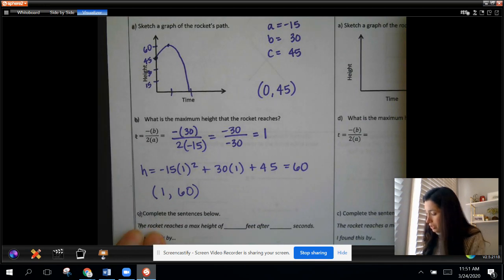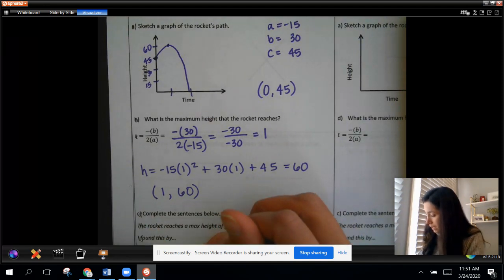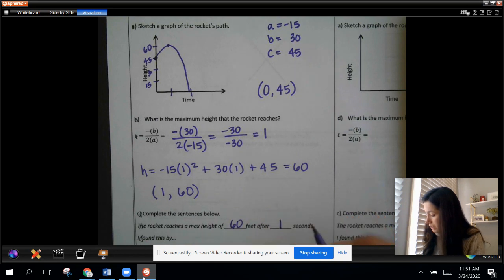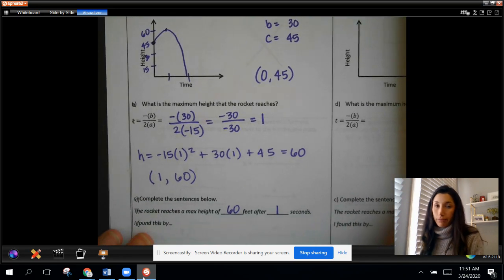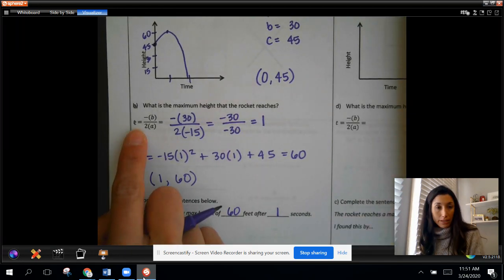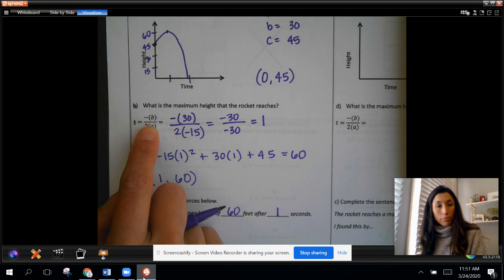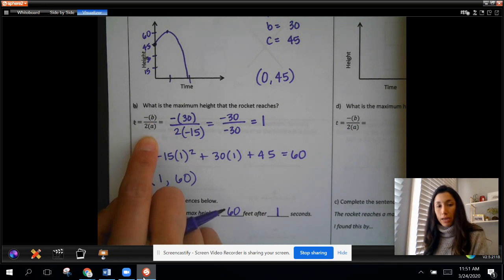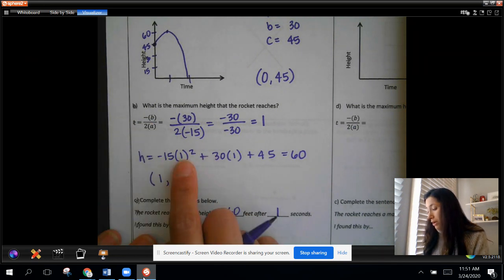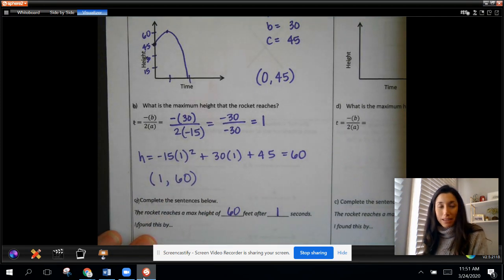And then the rocket reaches a max height of 60 feet after 1 second. And we found this by figuring out the vertex of our parabola and plugging in negative b over 2a and substituting 1 second into our original equation. Please let us know if you have any questions during office hours.